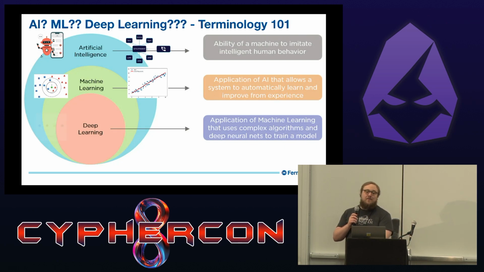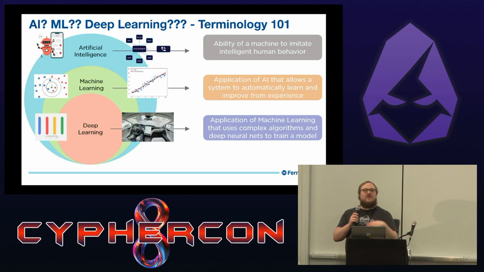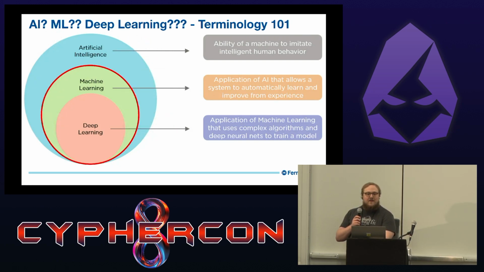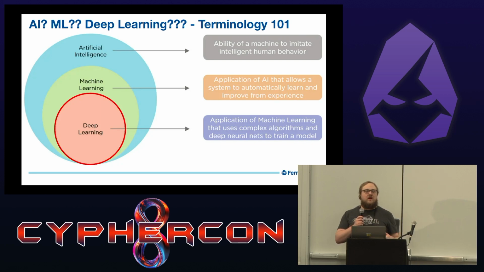Finally, we can talk about deep learning. Deep learning is starting to get to what people think about when they think about AI and machine learning, and that is the application of machine learning that uses complex algorithms and deep neural networks to train a model to do a task. And so these are going to be things like Google Assistant and self-driving cars and vision classifiers and things like that. So today we're going to be talking mostly about machine learning. And within machine learning, realistically, a lot of it's going to be centered on deep neural networks, which is part of deep learning.